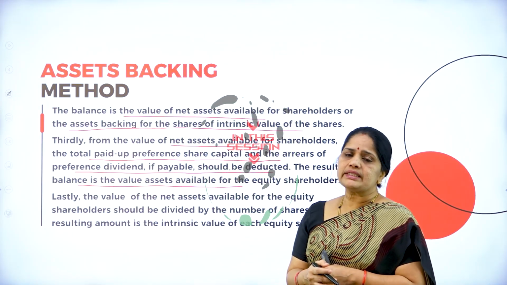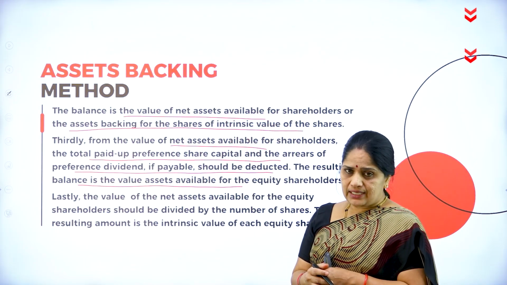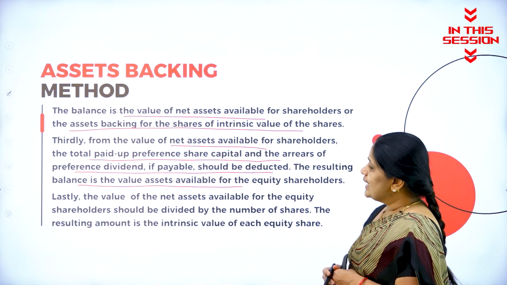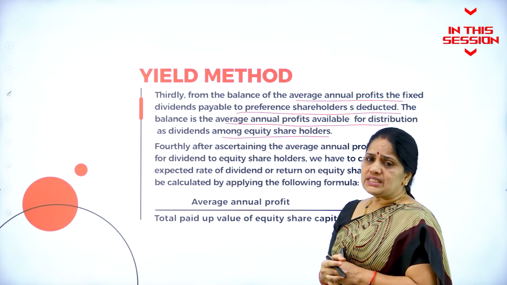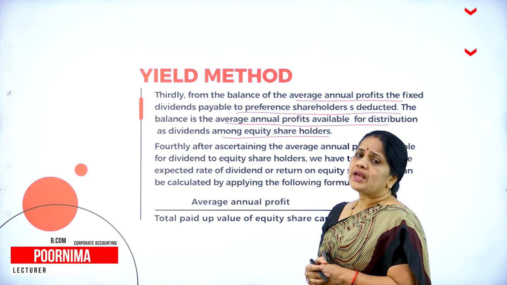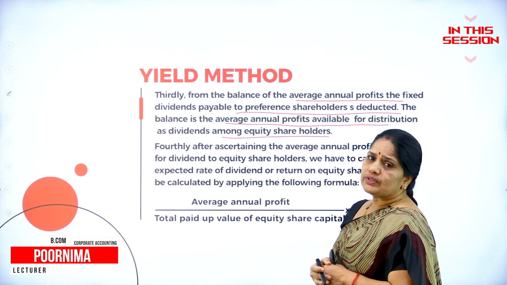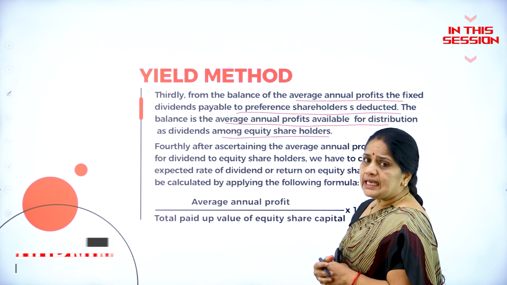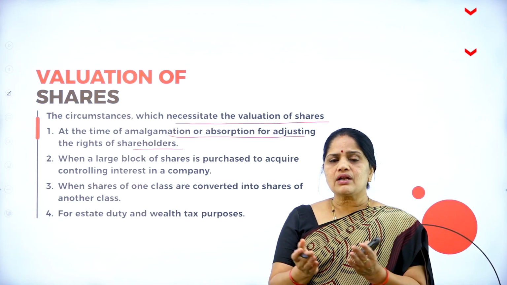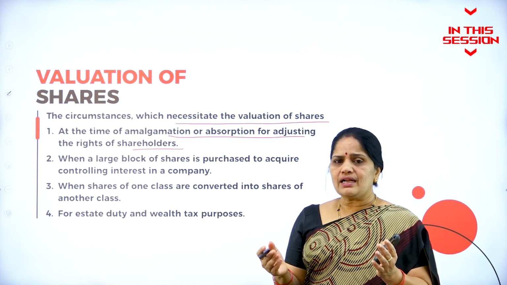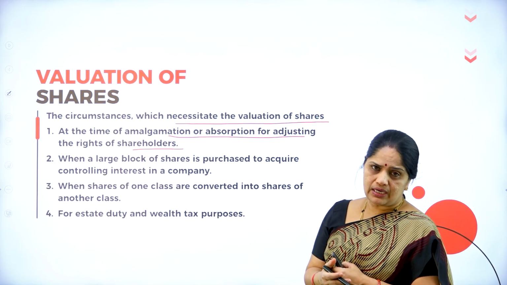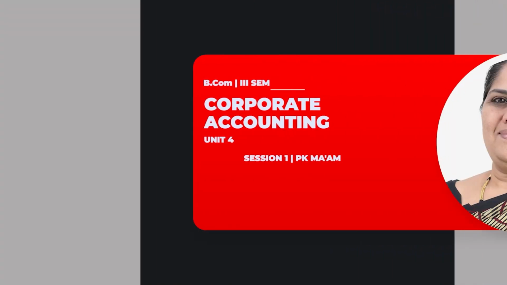Asset backing method, so we will be just calculating the value of assets which is available for the equity shareholders. We just have to deduct the preference capital and the preference dividend, and whatever is the balance left over, that is to be divided among the equity shareholders. Amalgamation means the coming together of two companies. So one and two companies which merge together and form one company, that is called amalgamation.